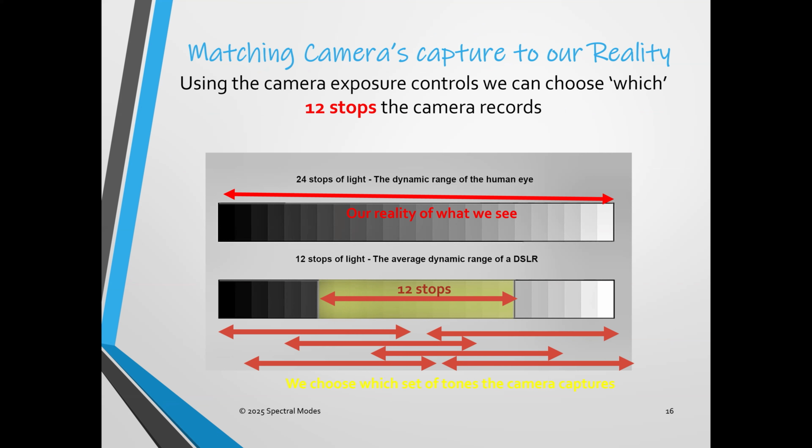So this is why we need to control exposure, so that we choose, for this particular shot, I'd like to get these 12 stops, and that's my high key. Or for this particular shot, I'd like to get these stops, and that's my low key photograph. Or for this particular photograph, I'd like to have just the tones in the middle. So that's why we need to control exposure.